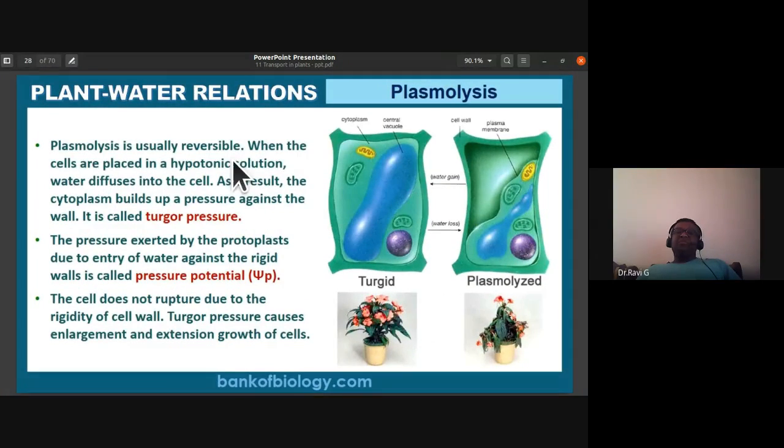Plasmolysis is a reversible process. When the plasmolyzed cells are placed in a hypotonic solution, water diffuses into the cell. As a result, the cytoplasm builds up a pressure against the wall, so they become turgid. This is called turgor pressure. An equal and opposite pressure is exerted by the cell wall, which we call wall pressure.